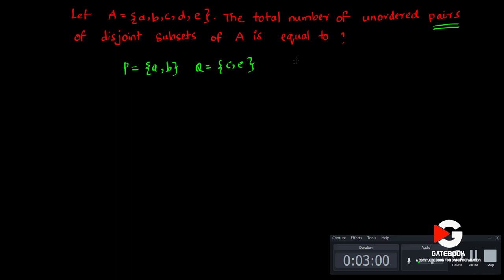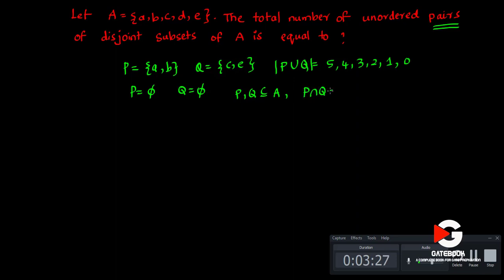So that means in the union, the total elements in the two subsets can be either 5 or 4 or 3 or 2 or 1 or 0. You can even take 0 elements. That means P is, let's say, the empty set and Q is the empty set. P and Q both are subsets of A, right? The condition is satisfied. They should be disjoint.